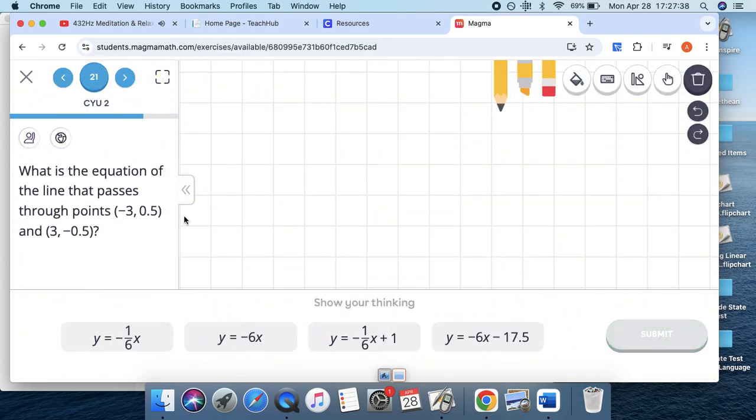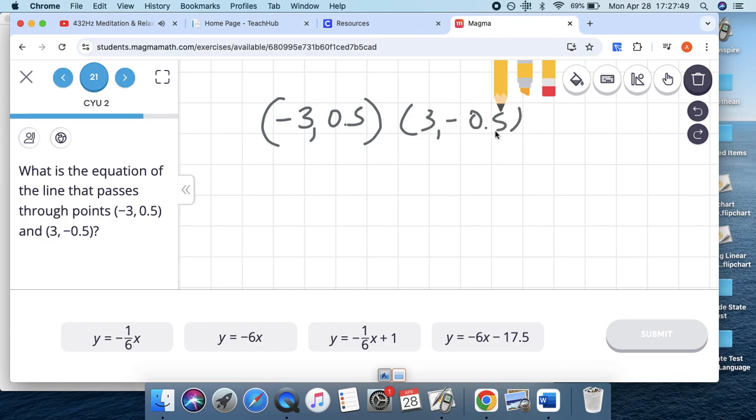What's the equation of the line that passes through these points? Okay, so again, now you should be very tired of these. So negative 3, comma 0.5, and the other point is 3, negative 0.5. Let's make this x1, y1 and this x2, y2. Let's find the slope.